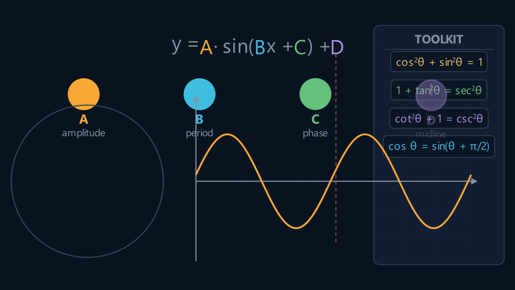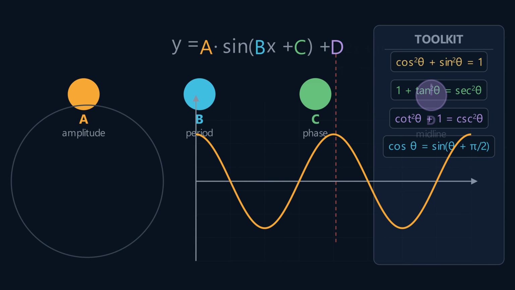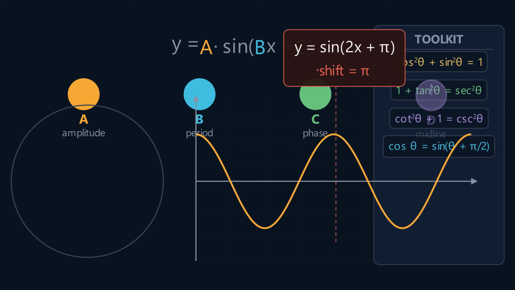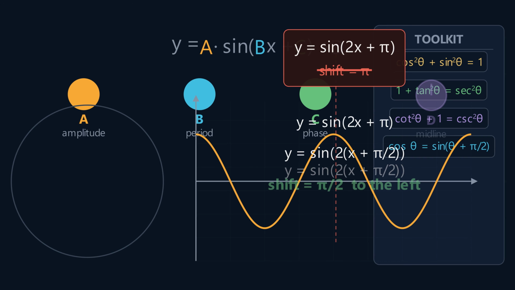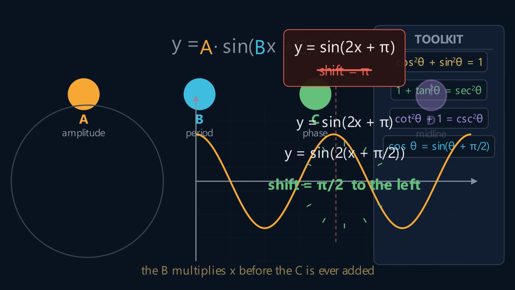C is the phase shift, a head start. On the circle, it is where the point was standing when the clock started. And here is the trap that catches everybody. The shift is not C. It is -C over B, because the B is multiplying the x before the C ever gets added.